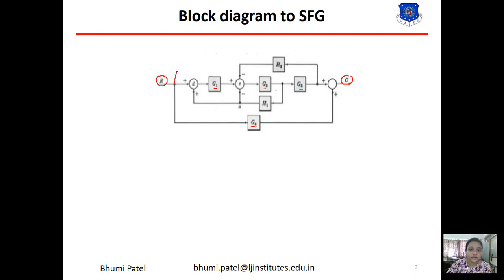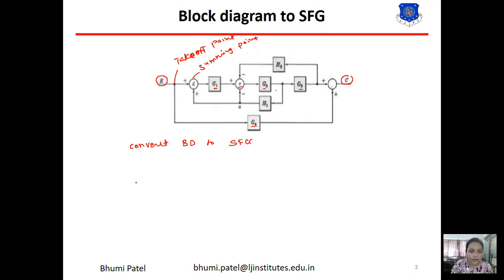Here this is the first takeoff point of the block diagram. This is the summing point of the system. This is the second summing point, this is the third summing point, and this is the takeoff point of the system. Now we have to convert the block diagram to a signal flow graph.